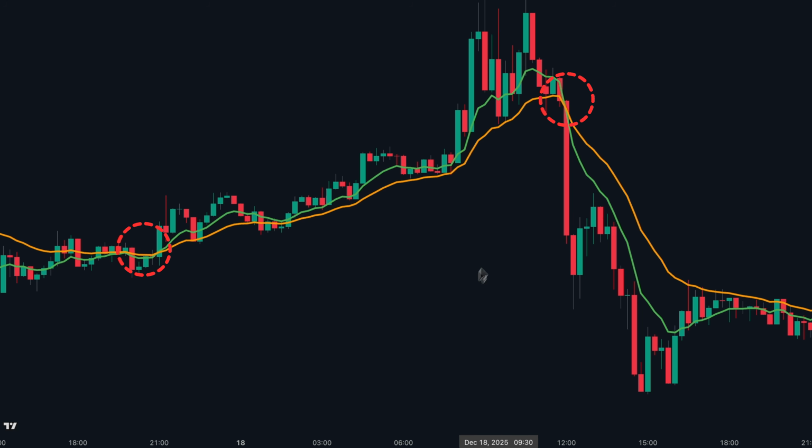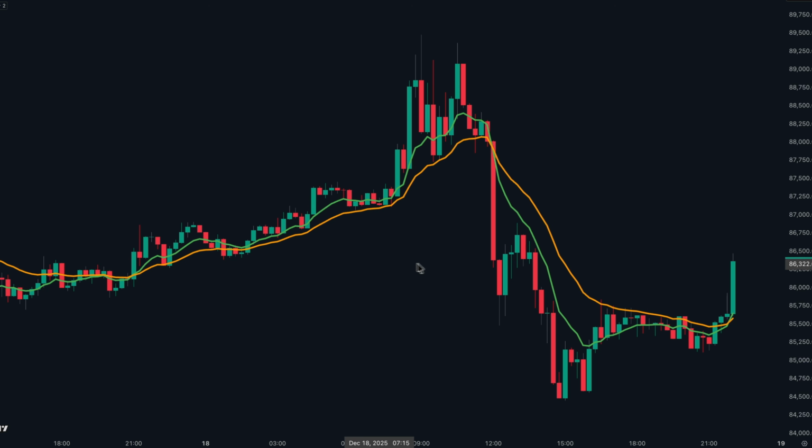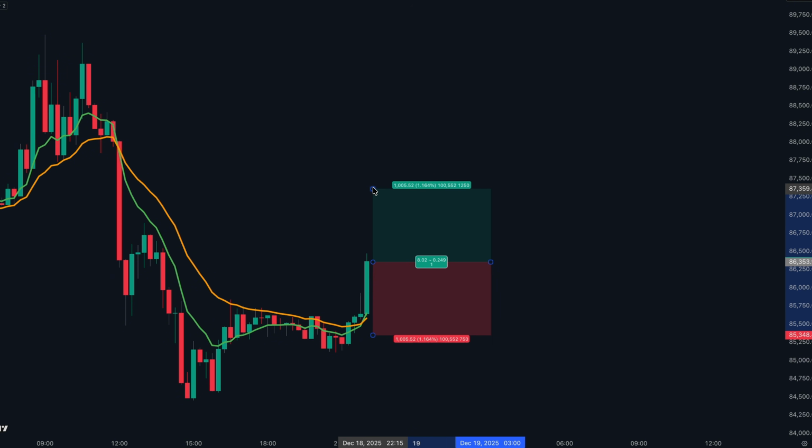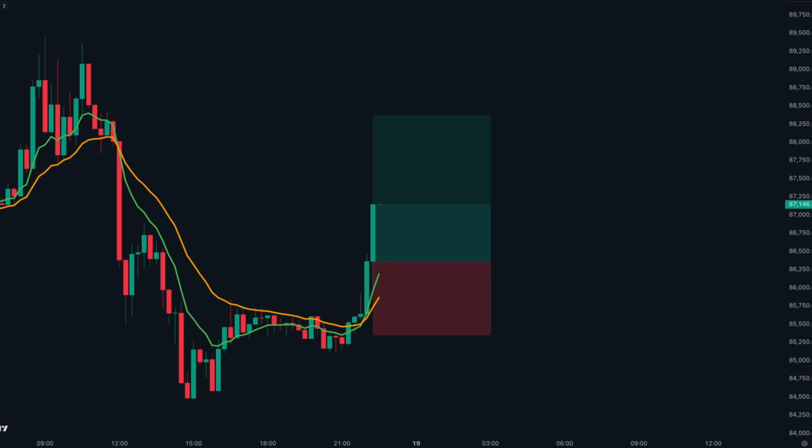Did they work? Did price respect them and move in the intended direction? If both of those previous crossovers worked, meaning price followed through cleanly, then you can trade the next one with confidence. But if even one of those last two crossovers failed, you skip the next signal entirely. You stay out, you wait, you don't force it.